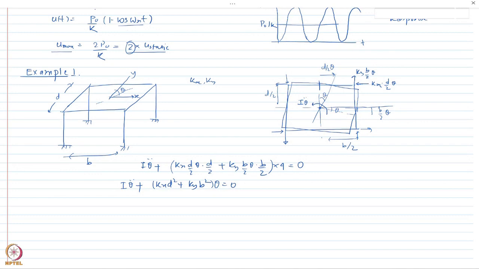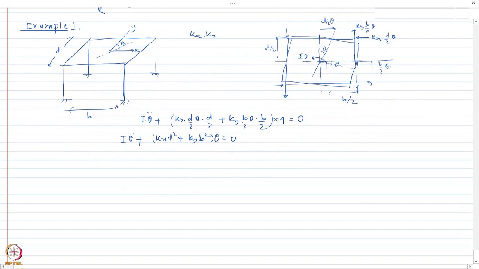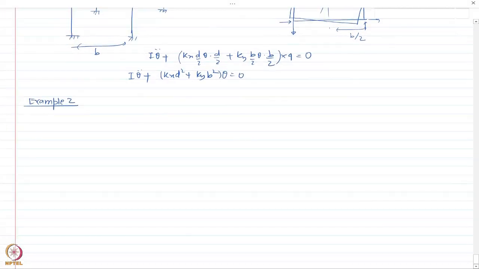Alright, once that is clear, let us discuss another example. Example 2. In this example, I have a rigid bar. Let me draw a rigid bar. It is connected to a pin support at 1/3 of its length. There are three springs, each of stiffness k, connected to this rigid bar at L by 3 from each other.